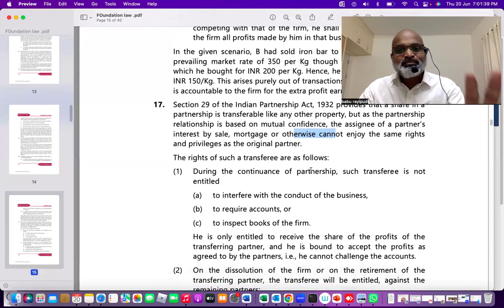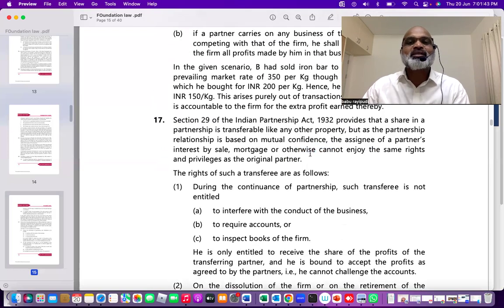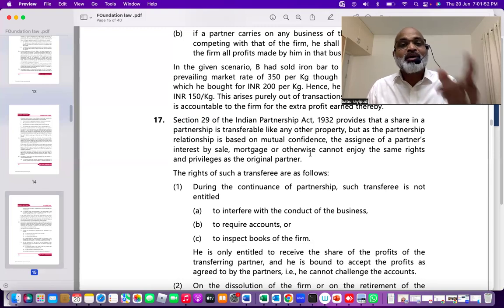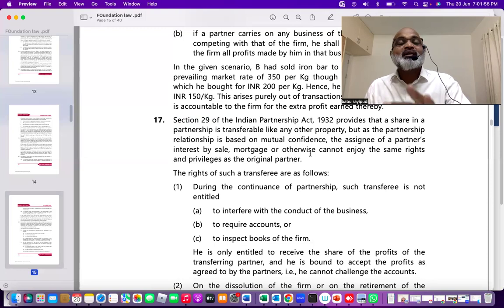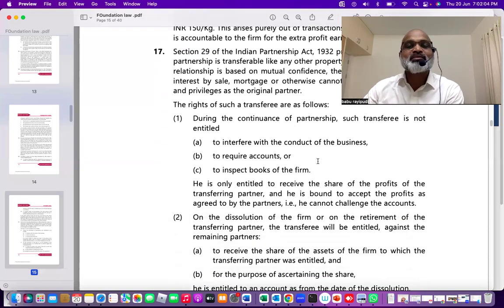Simply speaking, he is not even trying to explain who this partner is. He's trying to say which section enables an existing partner to transfer his interest to an outsider, and also indirectly concluding that the outsider, the so-called sub-partner, is not a party to the agreement. He's not going to enjoy all the privileges of the partners. And straight away, the rights of the transferee are given. The transferee is a person to whom the existing partner has transferred his right, a sub-partner.